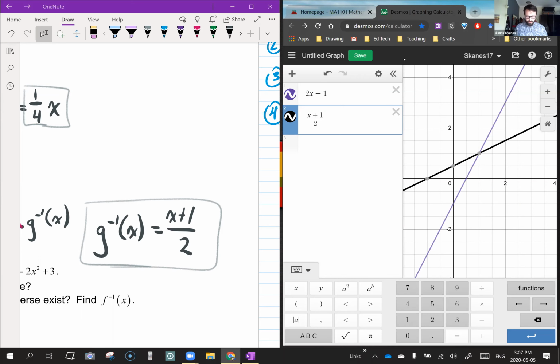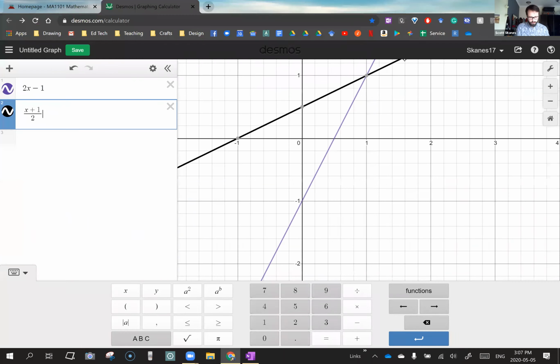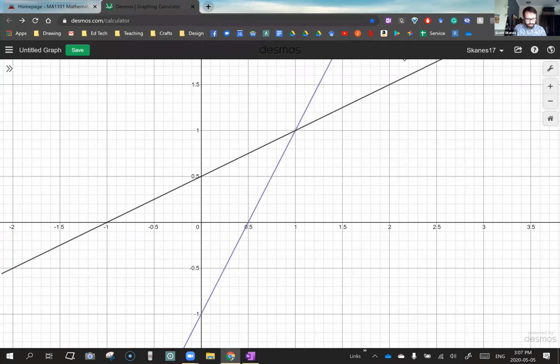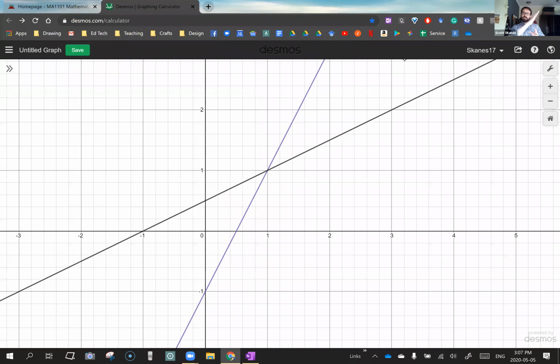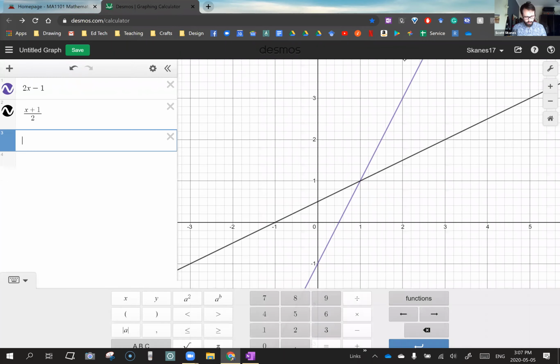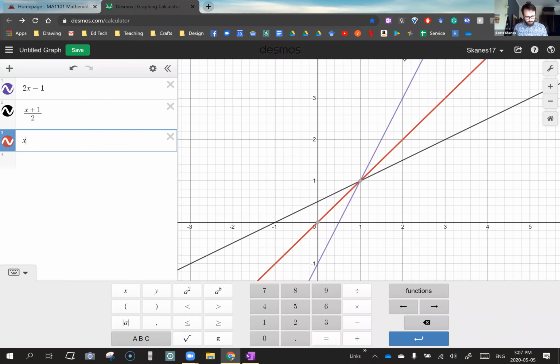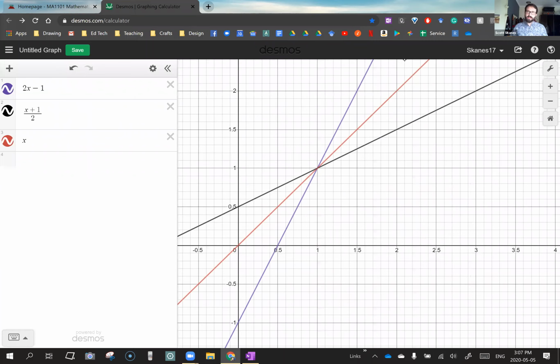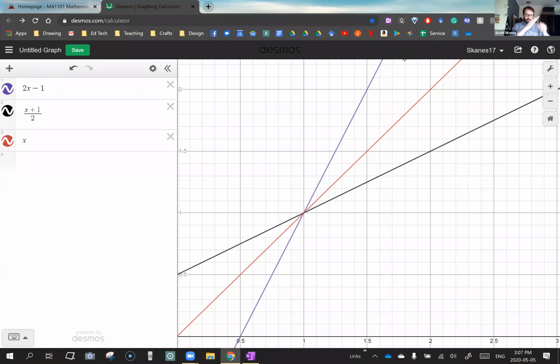And do you remember what I said about inverses? Hopefully you remember something about it. I said that they need to be like reflections through the line y equals x. So this red line is kind of like our midpoint or our middle, and the other one should be perfect reflections of it. And we can see that it is.